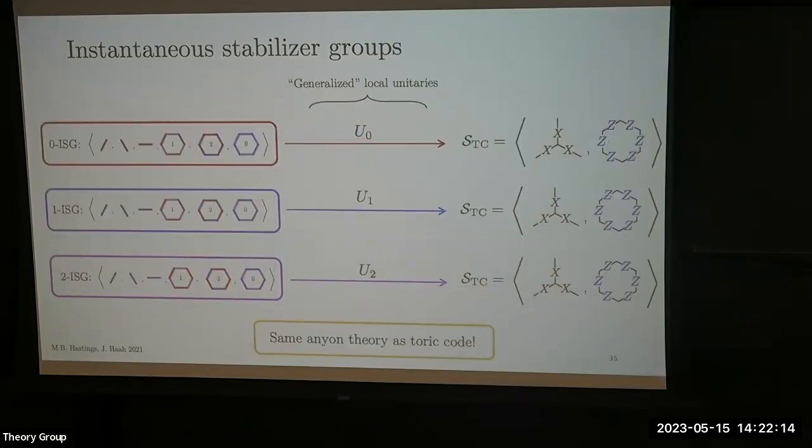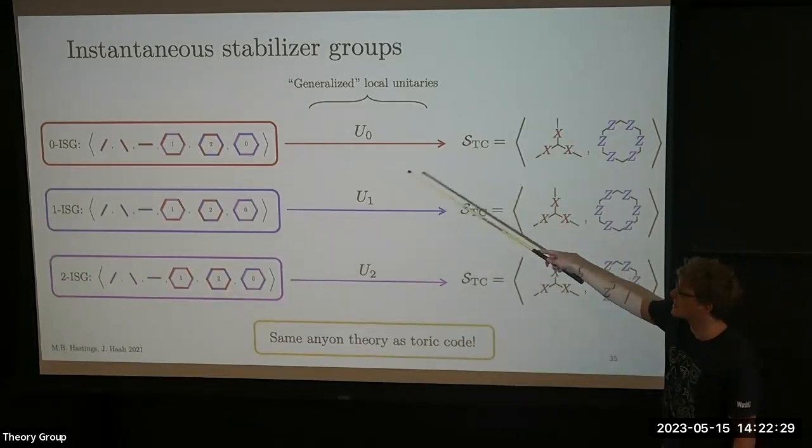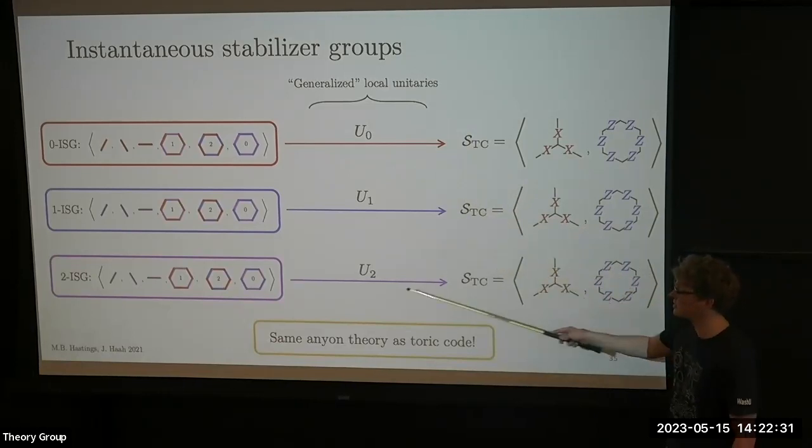Well, what's nice here is that each of these instantaneous stabilizer groups can be independently mapped to the stabilizer group of a toric code on a hexagonal lattice. What do I mean by this? What I mean is that there's a generalized local unitary that maps each ISG to the stabilizer group of a toric code on a hexagonal lattice.